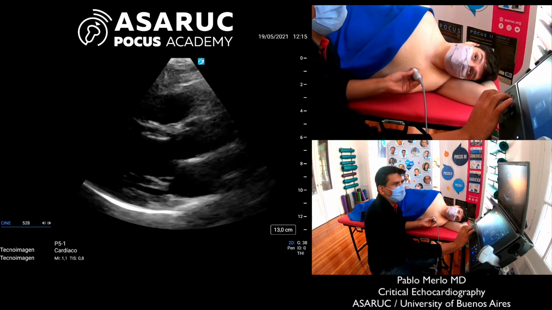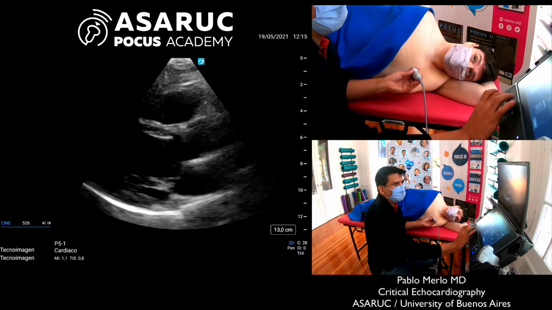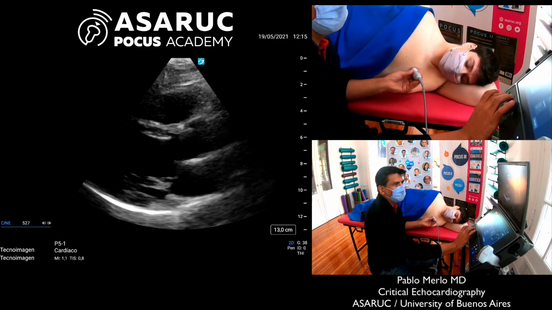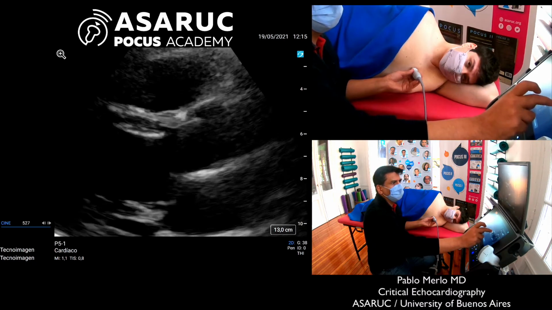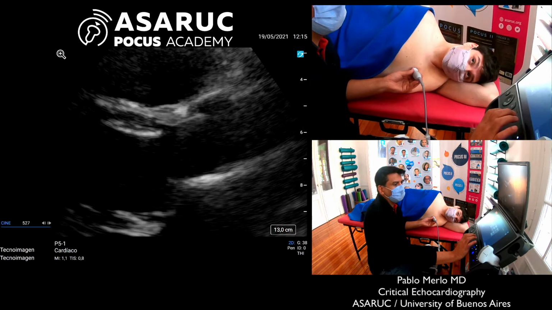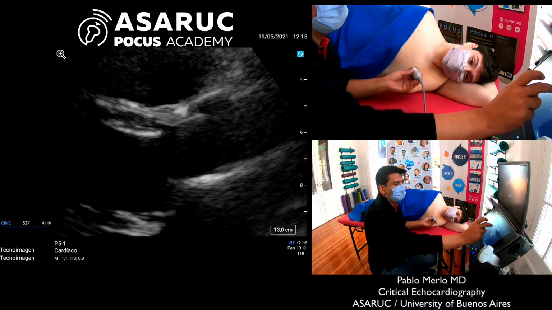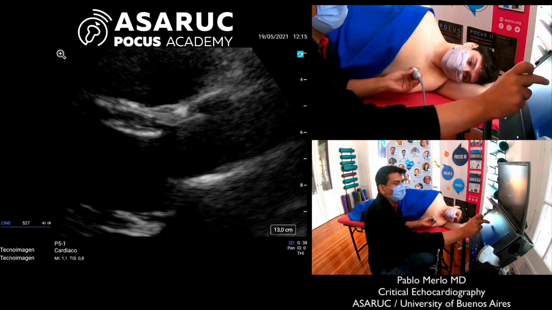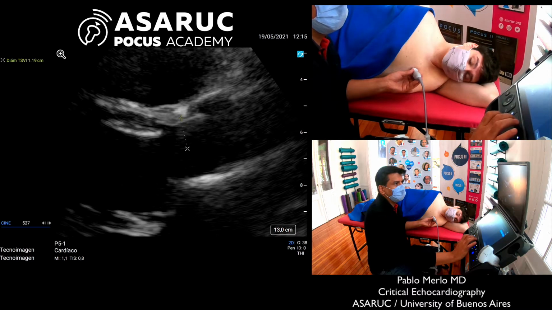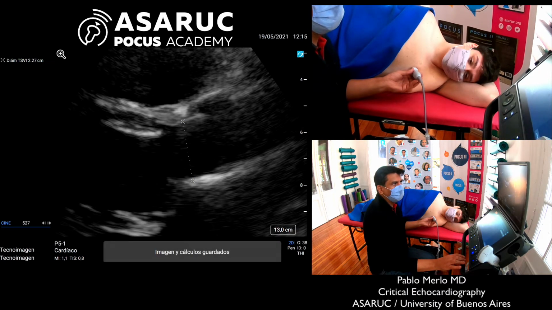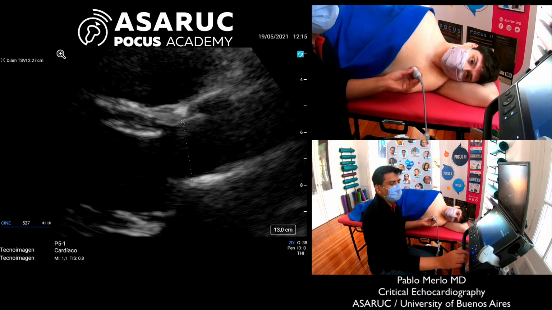Still on a parasternal long axis view of the left ventricle, we'll look at the mid-systole. We'll zoom in to perform one of Pocus and critical care ultrasonography's most important measurements, that is, measurement of the left ventricular outflow tract diameter. We're going to measure the aortic annulus from inner to inner edge to find out the diameter of the left ventricular outflow tract, whose value is approximately 23 millimeters.